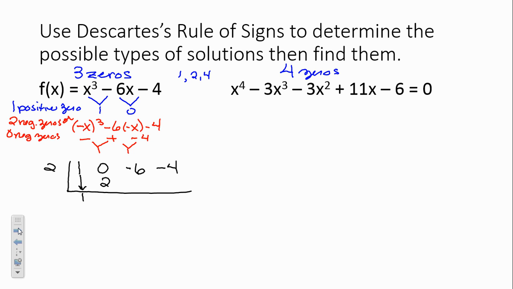2 plus 0, 2. Careful not to times it. I wanted to times it in my head. 2 times 2, 4. We're multiplying down here. In the middle, we're adding. Negative 6 and 4, negative 2. 2 times negative 2, negative 4. Did we get a 0? Nope. Don't get to put a happy face in there. So 2 didn't work.